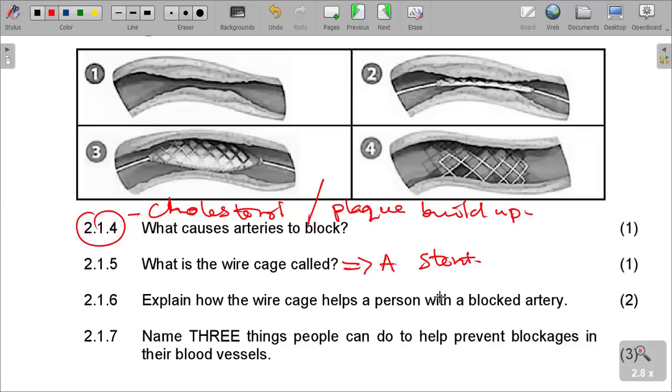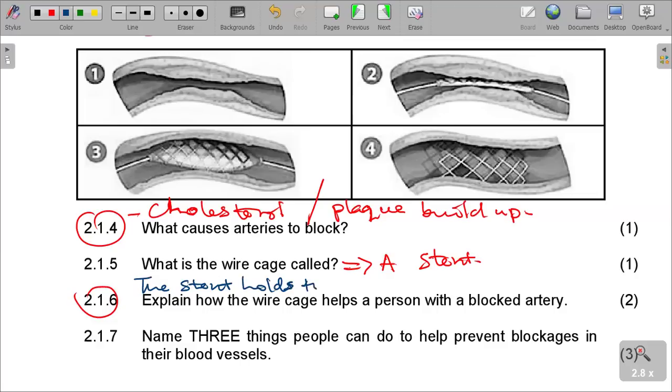Explain how the wire cage helps a person with a blocked artery. Question 2.1.6. How does that help with a person with a blocked artery? What happens is that the stent holds the blocked arteries open so that the blood can flow through. The stent, which we are saying that wire cage, the stent actually holds the blocked arteries open.